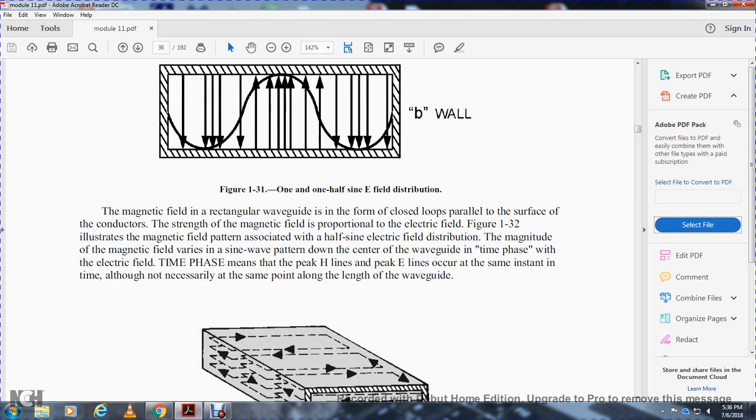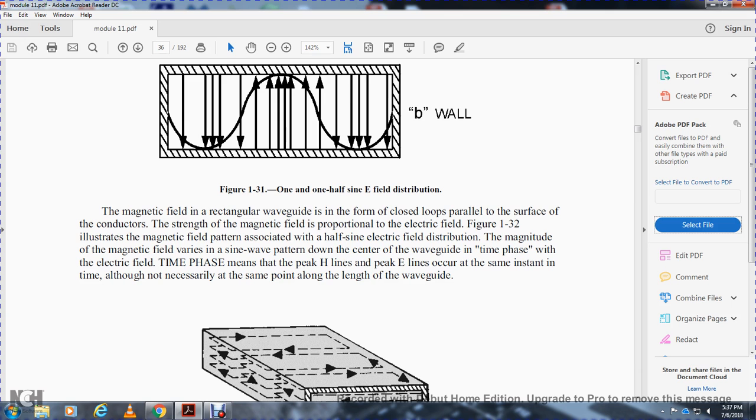As for the magnetic field, it is generated in the rectangular waveguide in closed loops parallel to the surface of the conductor. The strength of the magnetic field is proportional to the electrical field. Figure 132 illustrates the magnetic field pattern across the field with its electrical field distribution. The magnitude of the magnetic field varies with the sine wave pattern down the center of the waveguide, with the time phase at the end. The electrical field and the time phase mean the peak of the magnetic lines and the electrical lines occur at the same instant of time.